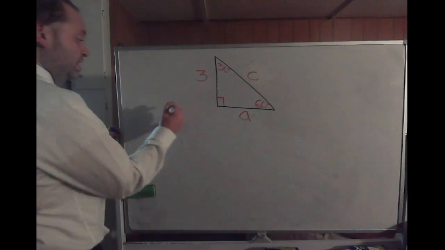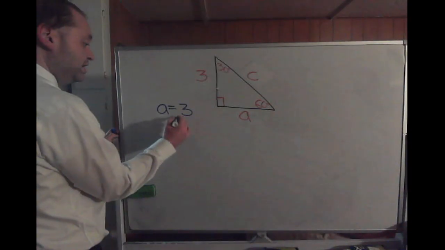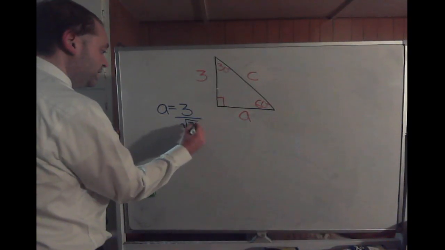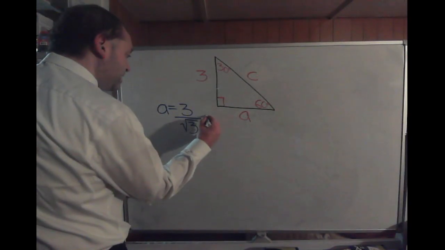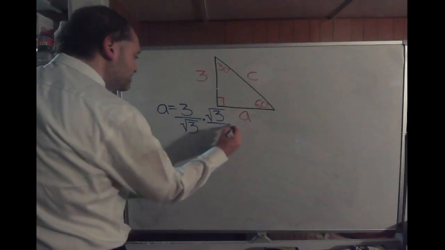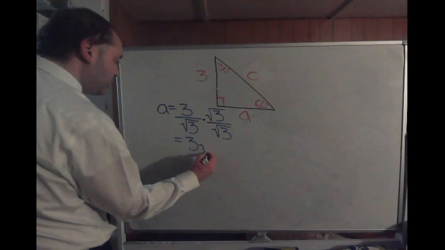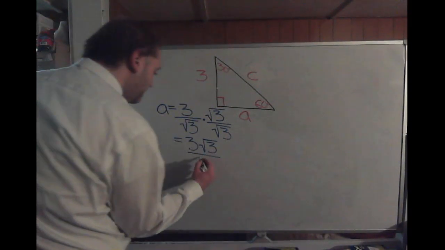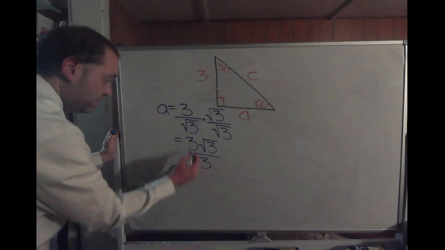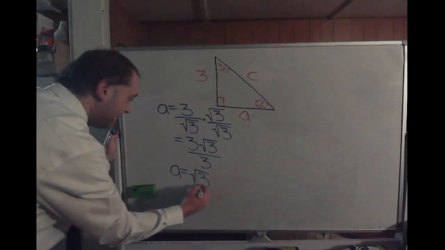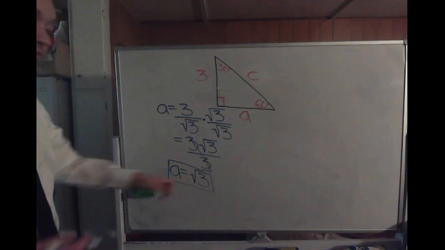So, the length of the shorter leg would be equal to the length of the longer leg, 3, divided by the square root of 3, which we want to rationalize the denominator, so multiply both your numerator and denominator by that square root of 3, which should give you 3 times the square root of 3 over 3, which means the length of leg A would be equal to just the square root of 3. So the length of the short leg is equal to the square root of 3.